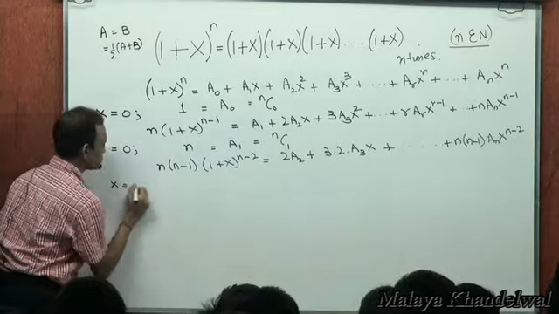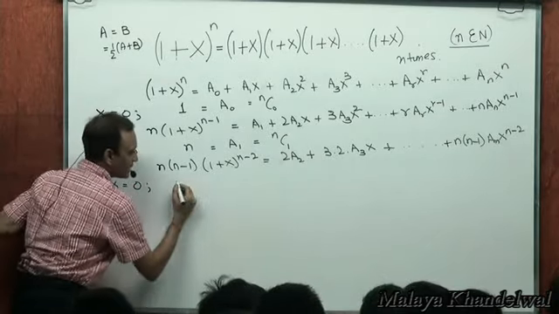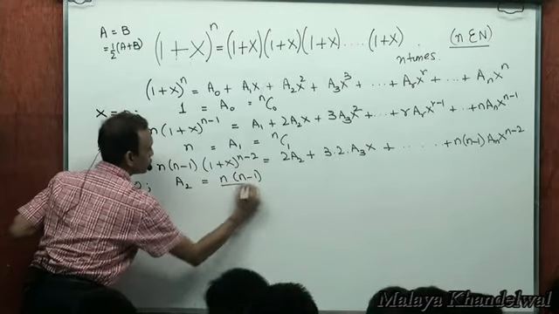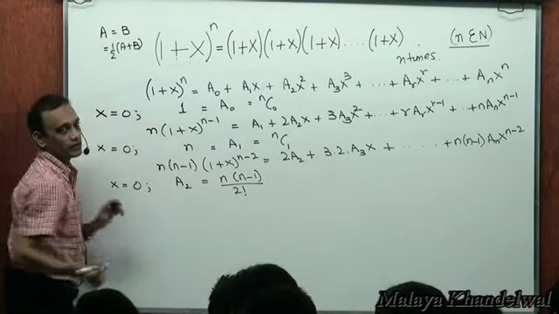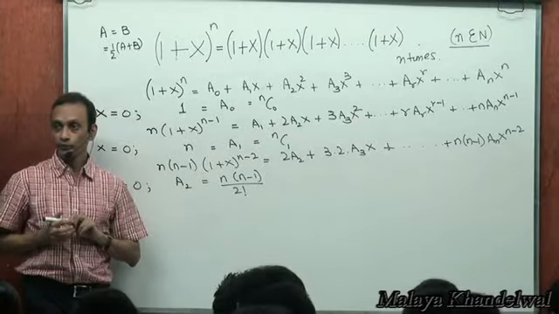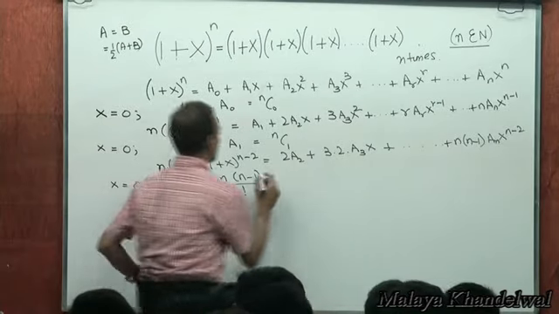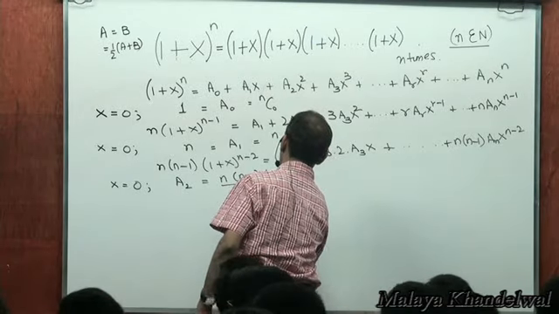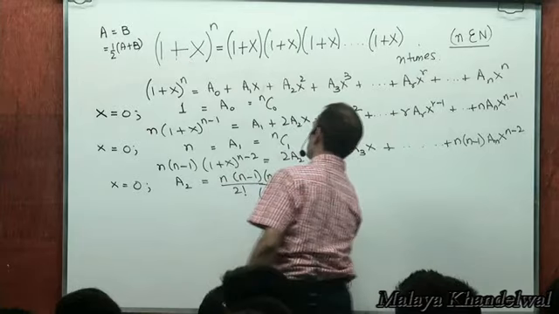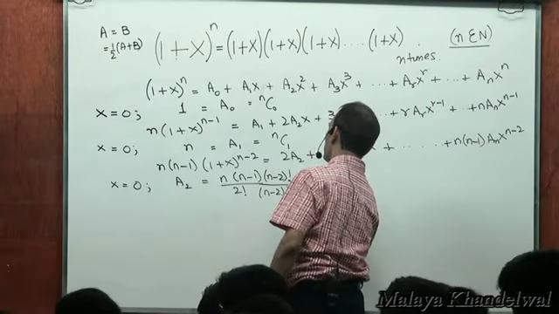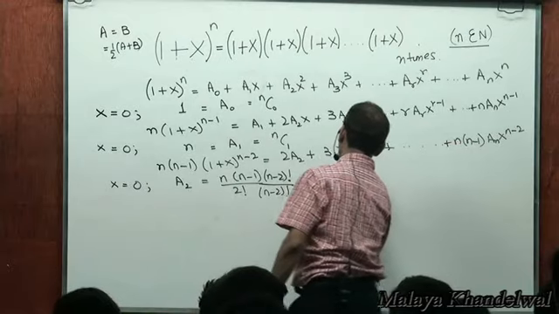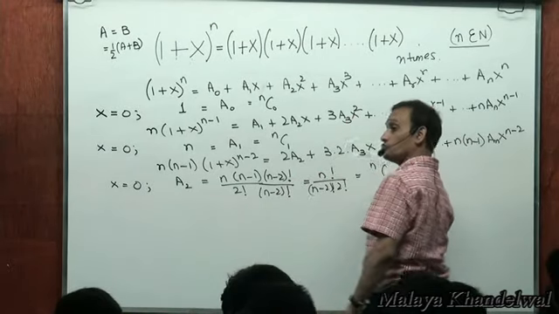If you plug in x equal to 0 one more time, then you get A2 equal to n into n minus 1 by 2, which is the same as 2 factorial. If you multiply numerator and denominator with n minus 2 factorial, then what's the numerator? N factorial. What's the denominator? N minus 2 factorial by 2 factorial, which is actually NC2.